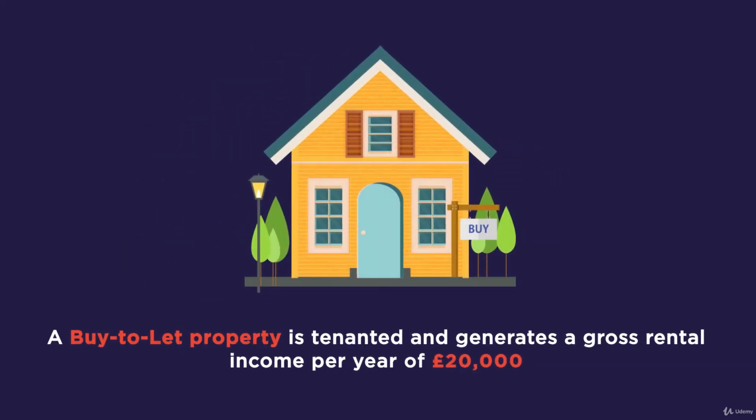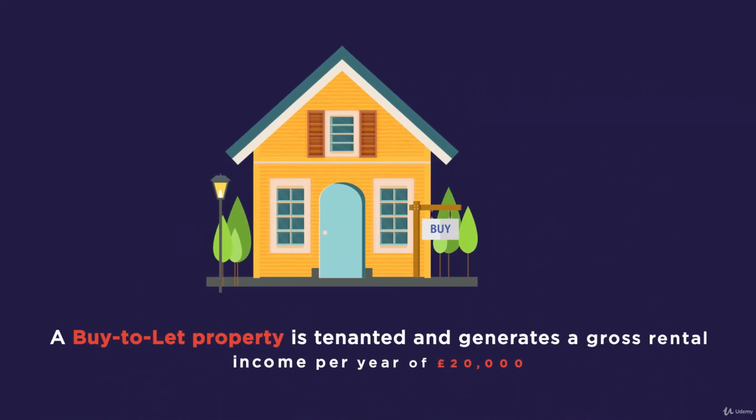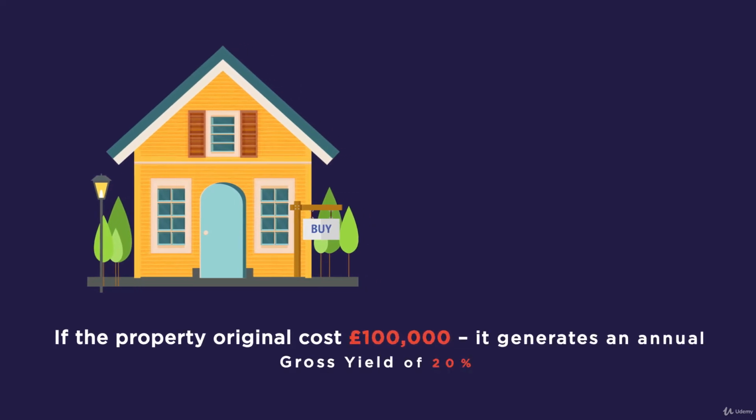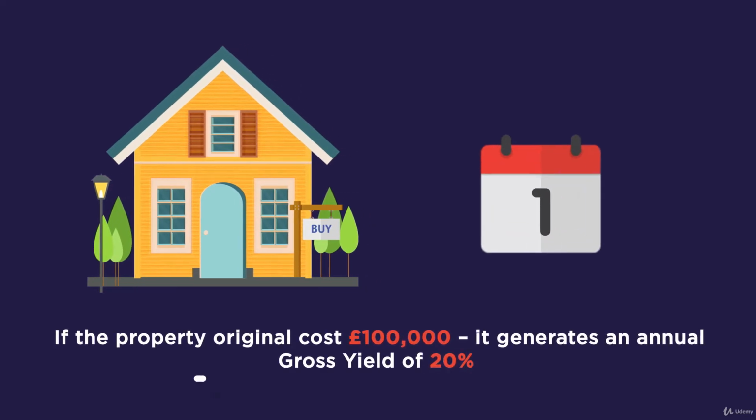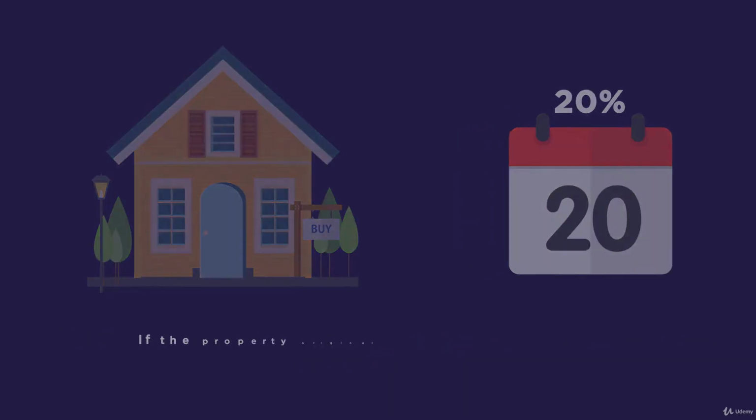For example, a buy-to-let property is tenanted and generates a gross rental income per year of £20,000. If the property originally cost £100,000, it generates an annual gross yield of 20%.